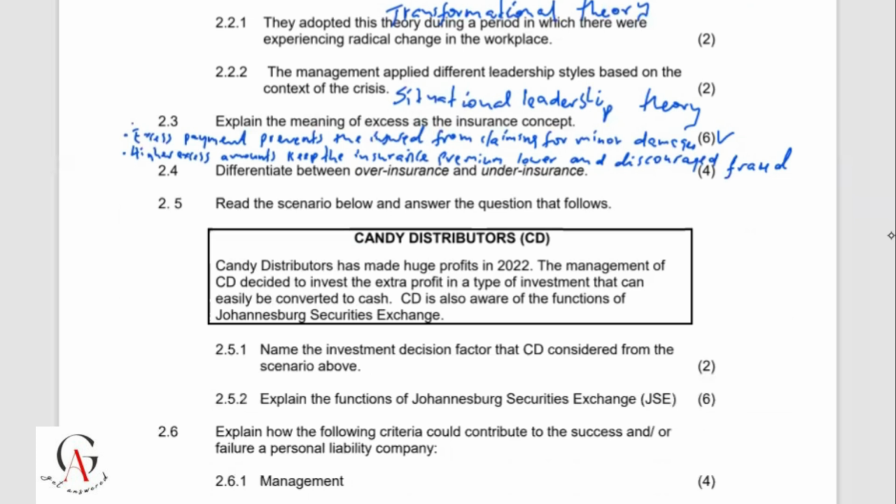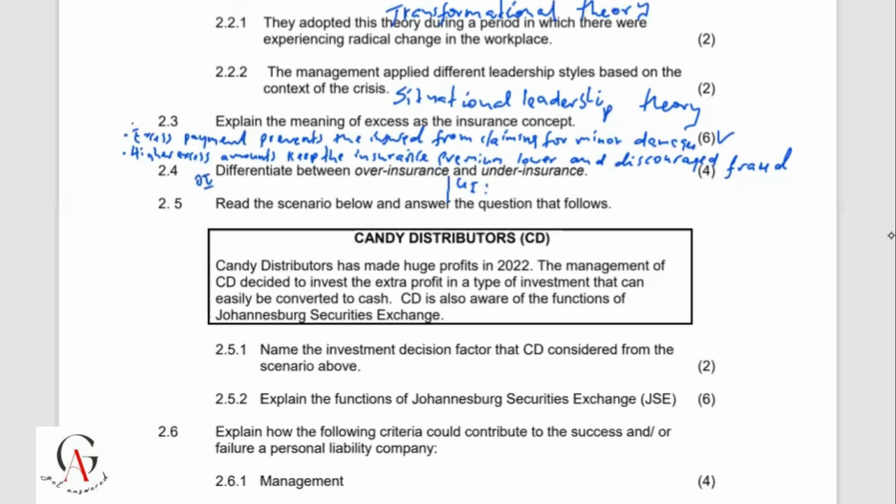2.4 reads as follows. Differentiate between over-insurance and under-insurance. So now in this regard, we are going to give 1 point for each, because of the 4 marks given. So here we are going to check the issue of under-insurance, and we are also going to check the issue of over-insurance.